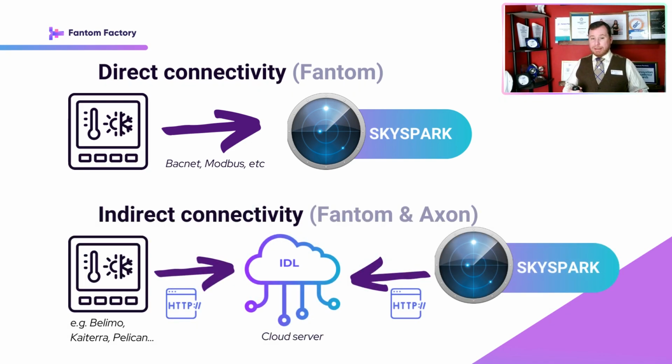The other type of connector then are the ones with indirect connectivity, i.e. if your sensor connects to the cloud and it uploads its sensor data every 5 minutes to the cloud. SkySpark then also connects to the cloud and downloads your 5 minute sensor data from there. Now, the main protocol for talking to the cloud and servers on the web is HTTP.